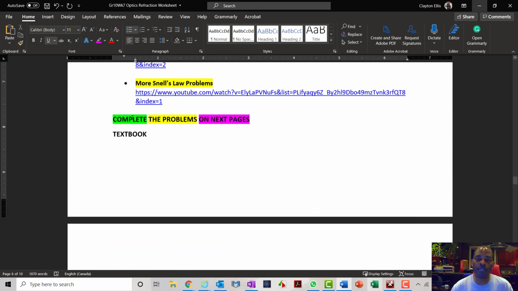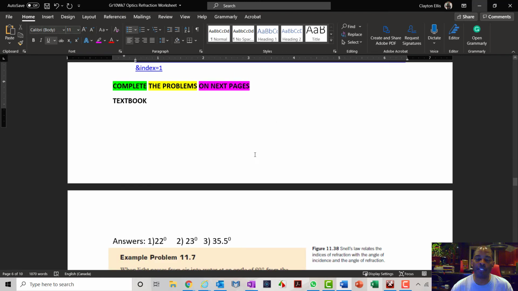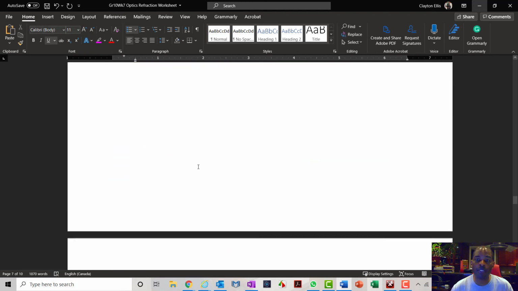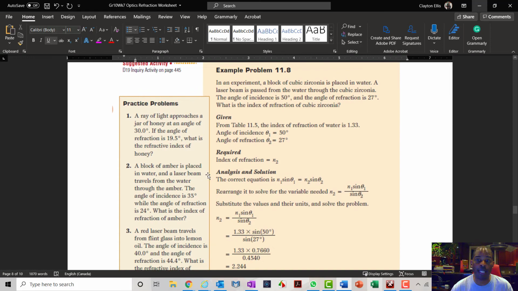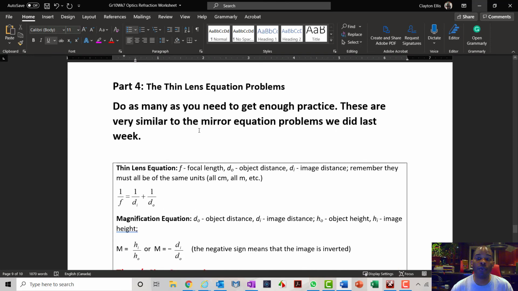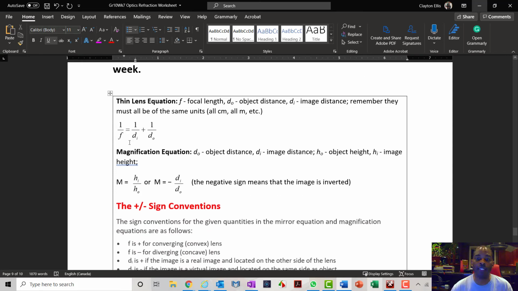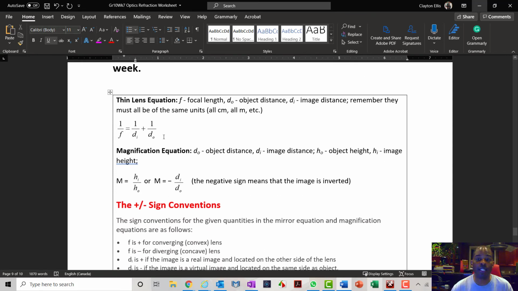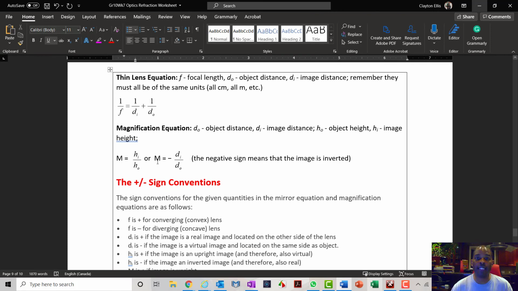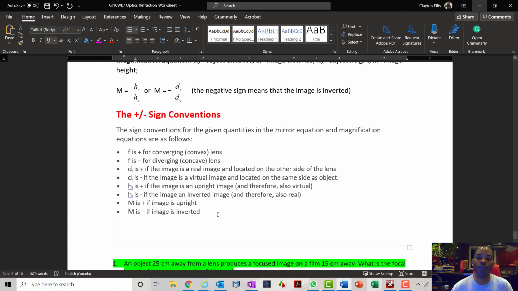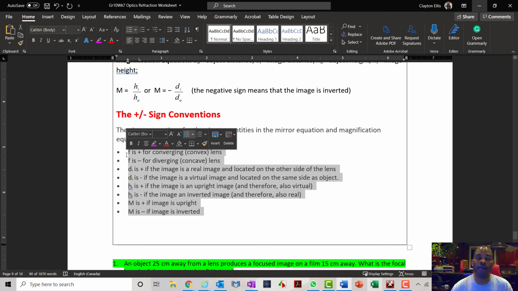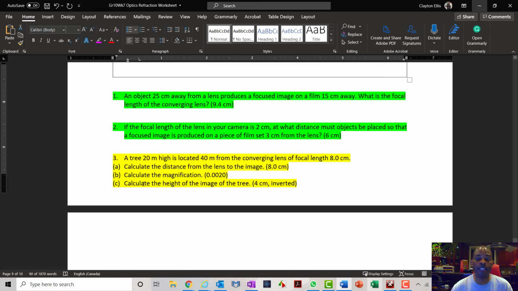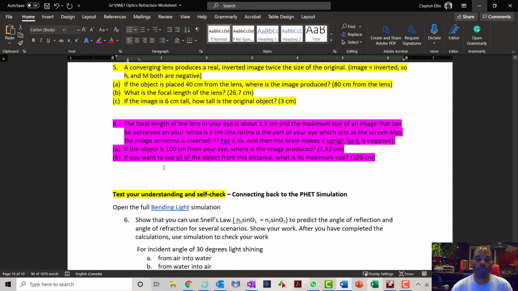So you'll notice I put complete the problems on the next page in different colors. So there's practice problems. These are from the textbook, which you have access to with the answers. And then part 4, the thin lens equation, the optics equation, the mirror equation. There's so many names for this. This is the same thing we saw last week, and now you get to apply it to lenses as opposed to mirrors. We give you the convention of what the plus, a positive f and a negative f, a positive d and a negative d, and so on mean. So you can look at that. And then here are your questions. 2 green, 3 yellow, 1 purple.